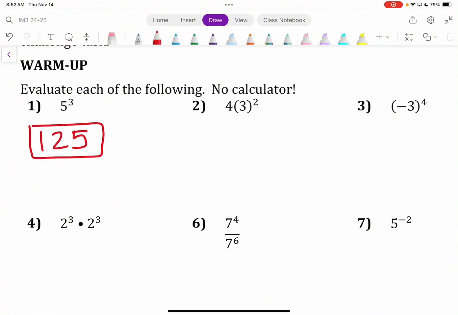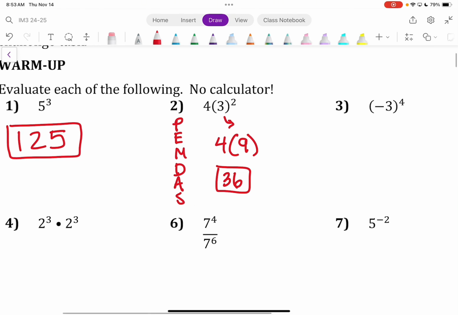Okay, so far we haven't used any rules yet, okay? Number 2, 4 times 3 squared. Here you have to do PEMDAS. So we have to do the exponents first and then multiply. So we're doing 3 squared. What's 3 squared? 9. So I have 4 times 9. What's 4 times 9? 36. So our solution is 36.